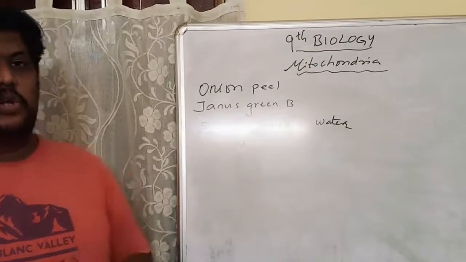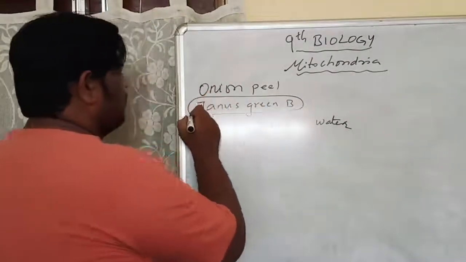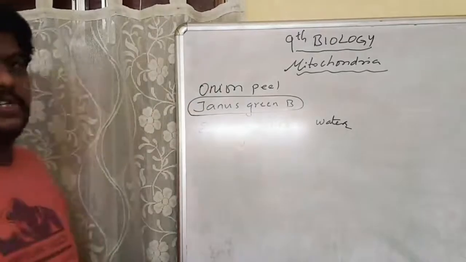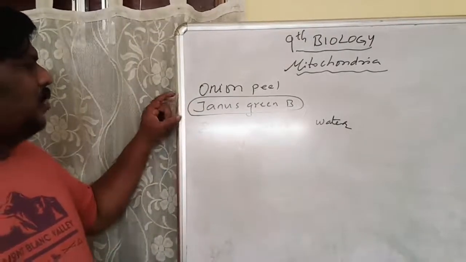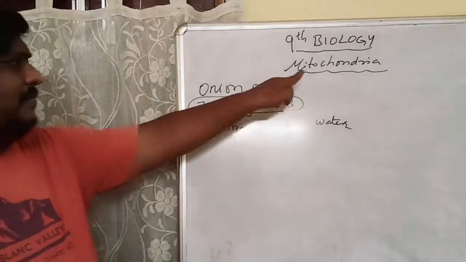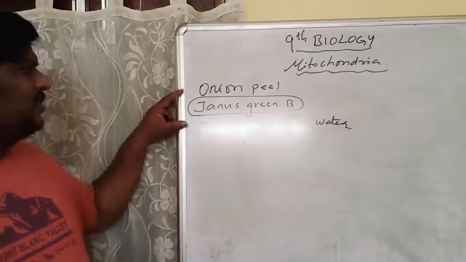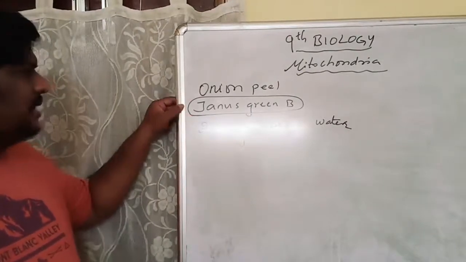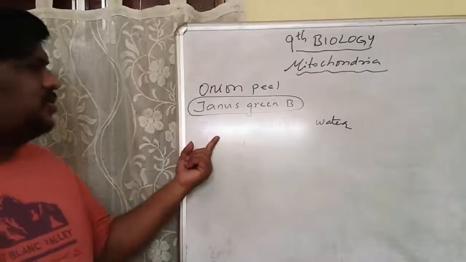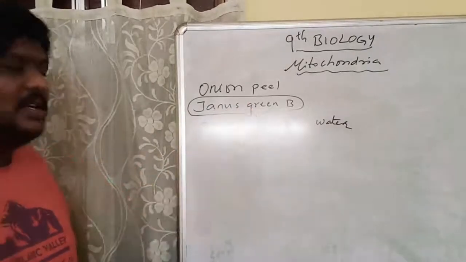prepare a solution. This is a very, very important one mark question which will come in the examinations. What is a chemical which is used to identify or observe mitochondria in the cell? The answer is Janus green B. So we take 200 mg of Janus green B and 100 ml of water, mix both and make a nice solution.